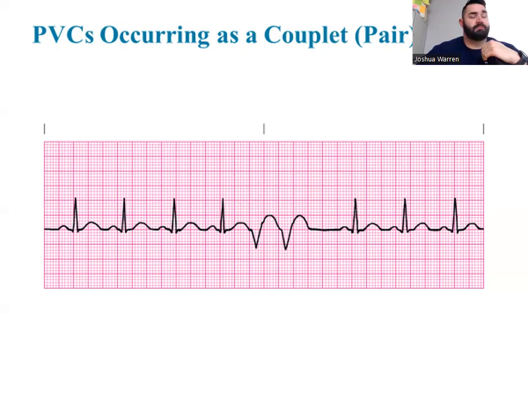They look the same? That is unifocal. That comes from one irritable foci. What happens when these guys kind of group together and hang out? Okay, there's two of them. Now, what about a couple of them, 3 or 4?